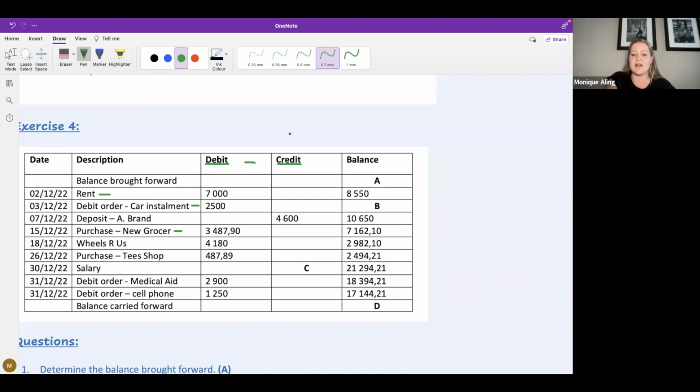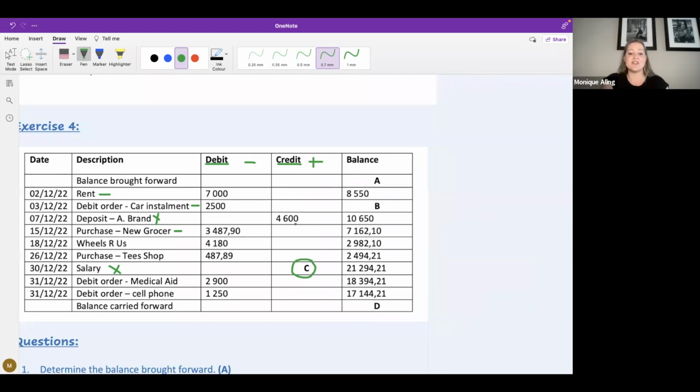Okay, and likewise with credits. If you're still unsure, under credits you can see a deposit happened. Deposit is money coming into our account. Again, it is a missing value, but we can see that it's a salary. That's money coming into someone's account. So that means we're always going to add that to our balance. So that's one way to always remember the difference between debit and credits, instead of just trying to learn them off by heart and getting confused.